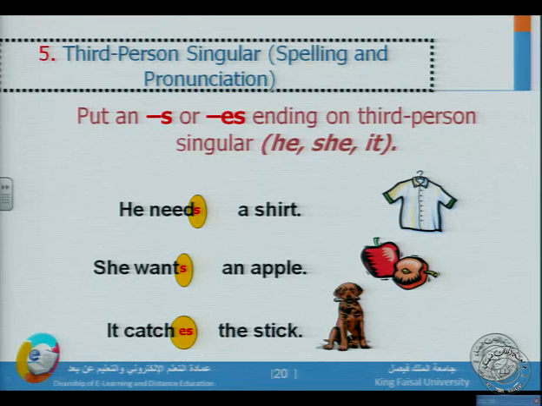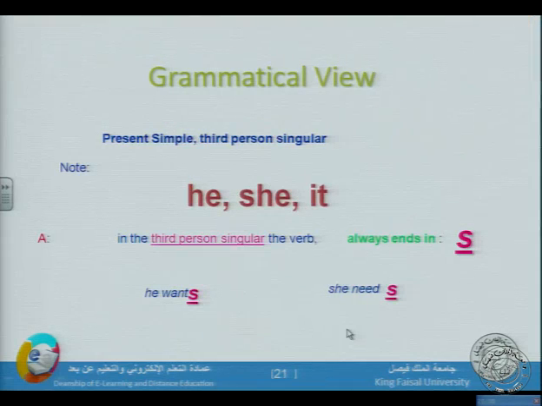Now we have the spelling rules for simple present. We have some spelling rules. Okay, put an S or ES ending on third person singular. Third person شو يعني third person singular؟ he وشي وات. وين ما وجدناهم كفاعل الفعل لازم نضيف له إما S أو ES. لاحظوا الآن he needs a shirt. She wants. It catches. بس ليش أضفنا هنا ES؟ الآن منوضح ذلك.